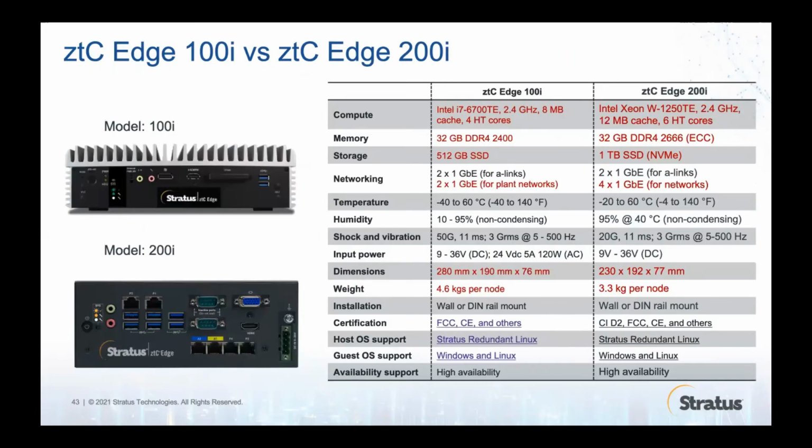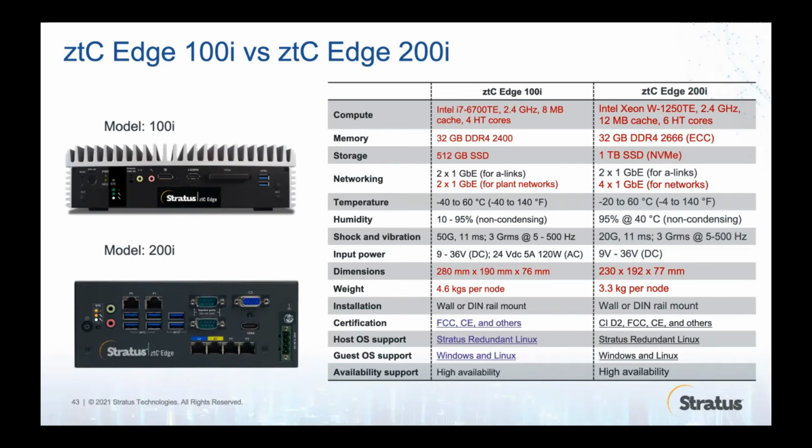Right, so the main differences. First of all, we look at the ztC 100 versus the ztC 200i, which are in the same smaller model class. Everything in red is the differences. From a processing perspective, it went up from 4 hyper-threaded cores to 6. The memory stays exactly the same, but it is now ECC memory, so it's much higher performance on the memory side. And then our storage capacity has been increased from 512 gig to 1 terabyte.